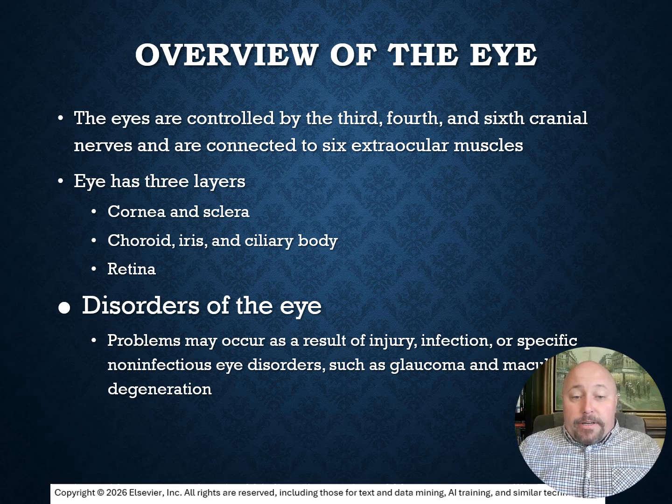The eye has three layers, beginning with the cornea and sclera, down to the iris and ciliary body, and finally the retina. Disorders of the eye are problems that may occur as a result of things like injuries, infections, or even specific non-infectious eye disorders such as glaucoma or macular degeneration.